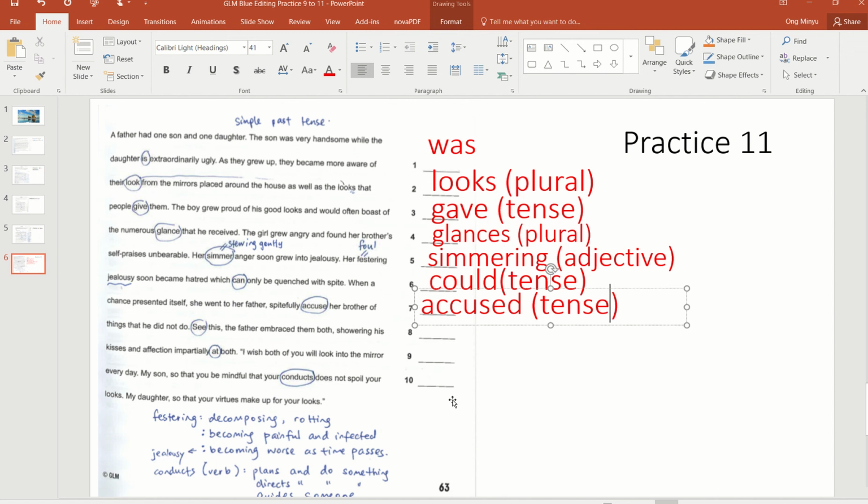See this. The father embraced them both, showering his kisses and affection impartially at both. So here we are looking at an action that is in progress. So when there's action that is in progress, it should be what kind of tense? It should be in continuous tense. So continuous tense would be see, ing. Okay, this should be in continuous tense.